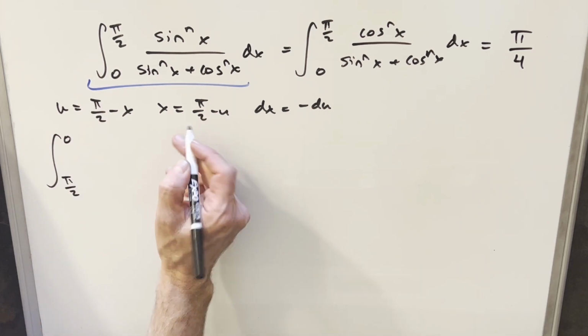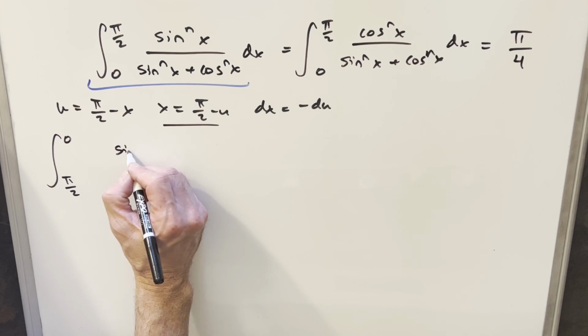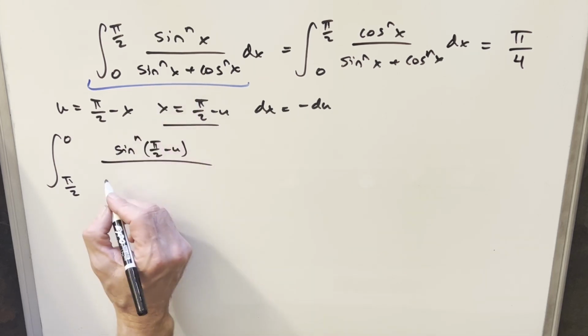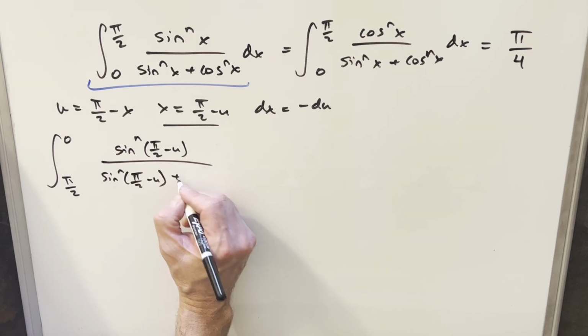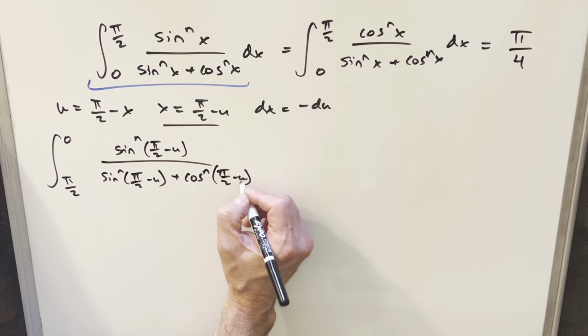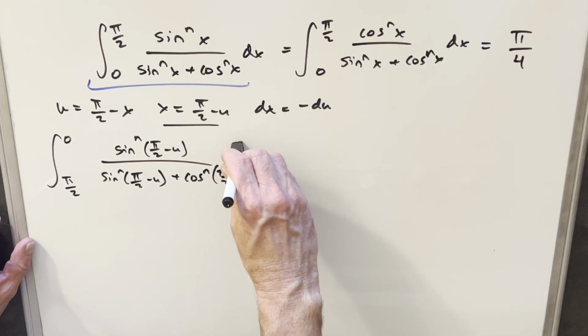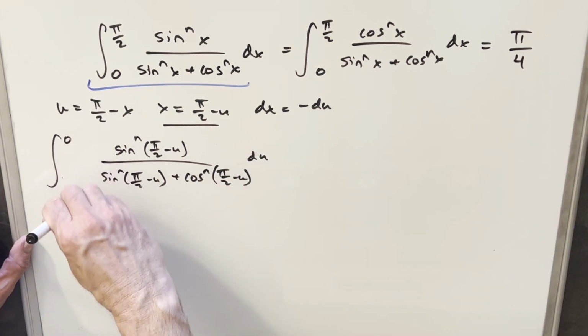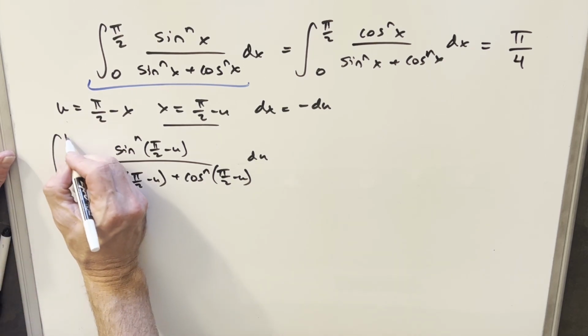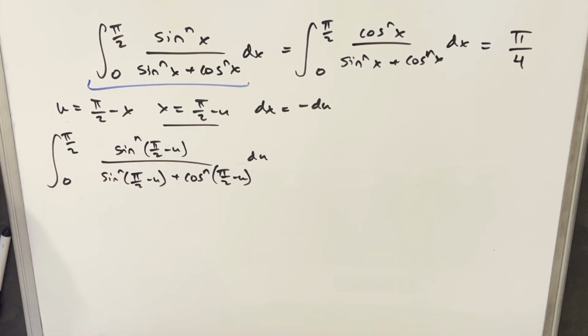Then just substituting in, we have our x value here, so we're going to end up with sine of pi over 2 minus u. We're going to have the exact same thing over here, and then our cosine term is going to be similar like this. Now from here, we can use this minus sign to flip the bounds. So the minus will change the bounds back, so it's going from 0 to pi over 2.